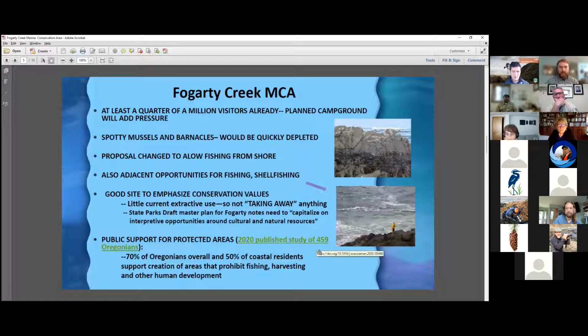And I'll get into this later, but there was a comment about a perception of a marine reserve. I think perceptions of marine reserves are generally positive. 70% of Oregonians overall and 50% of coastal residents support creation of areas that prohibit fishing, harvesting, and other human development. People are concerned. People know that their environment is changing. People prefer to look. And I just think that look and not take is a very positive and sustainable way of enjoying our state parks and natural areas.